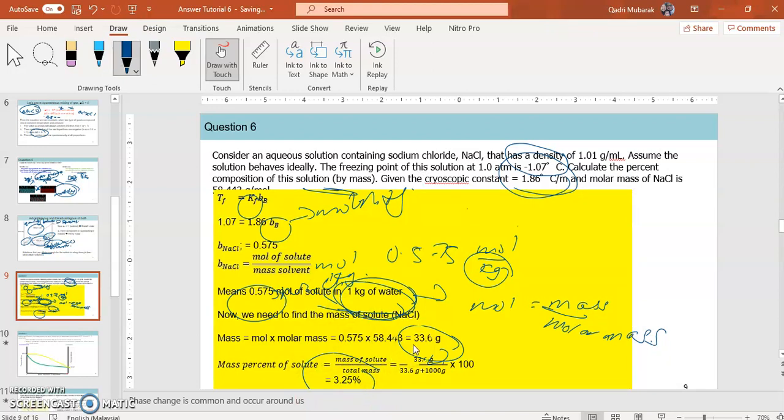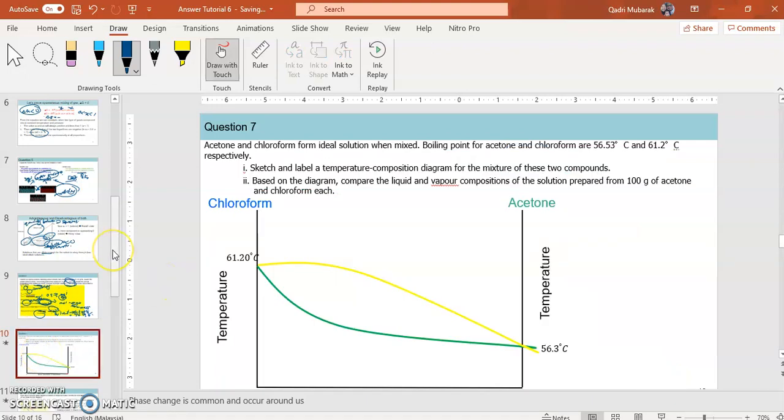And then from this one, once we have our solute, if the question asks us about the solvent, to find the solvent it means 100 minus 3.25%, and then we have 96.75%. That is how you answer this kind of question. And then we move to the next question.